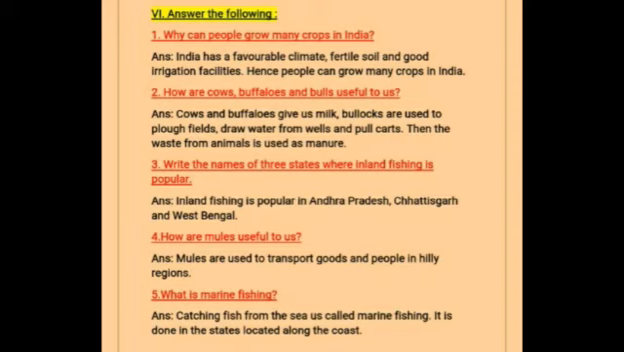Third one, write the names of three states where inland fishing is popular. Before that, what is inland fishing, children? Catching fish from rivers, canals, lakes and ponds is called inland fishing. You have to know what is inland fishing also. So inland fishing is popular in Andhra Pradesh, Chhattisgarh and West Bengal. Next, how are mules useful to us? Mules are used to transport goods and people in hilly regions. Fifth one, what is marine fishing? Catching fish from the sea is called marine fishing, and it is done in the states located along the coast.